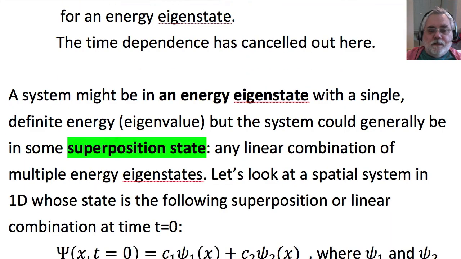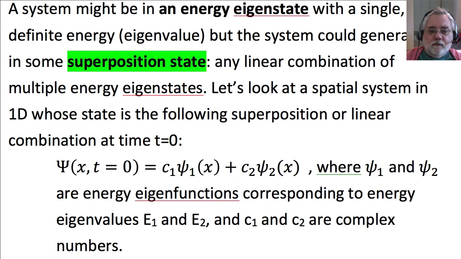A system might be in an energy eigenstate with a single definite energy and eigenvalue, but the system could generally be in some superposition state, any linear combination of multiple energy eigenstates. Let's look at a simple case of a spatial system in 1 dimension whose state is the following superposition or linear combination at time t equals 0. Capital psi of x at time t equals 0 equals c sub 1 psi sub 1 of x plus c sub 2 psi sub 2 of x, where psi sub 1 and psi sub 2 are energy eigenfunctions of this Hamiltonian corresponding to energy eigenvalues E sub 1 and E sub 2, and c sub 1 and c sub 2 are complex numbers.